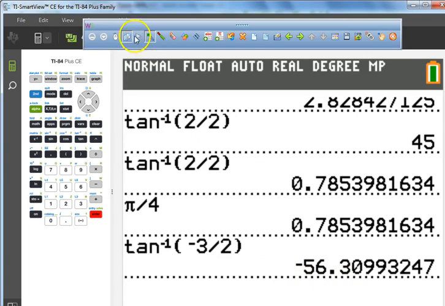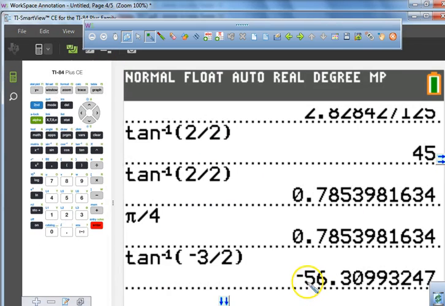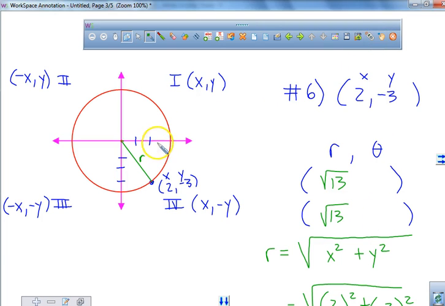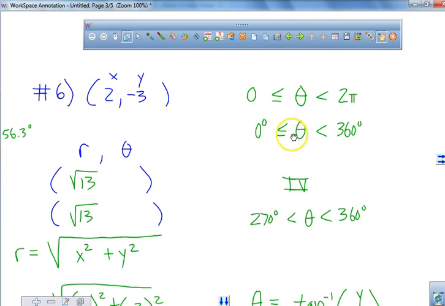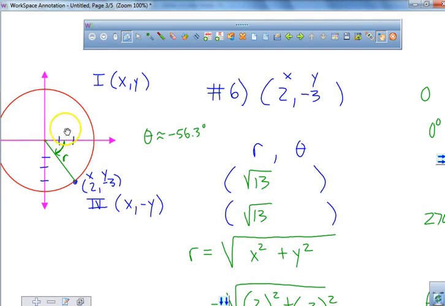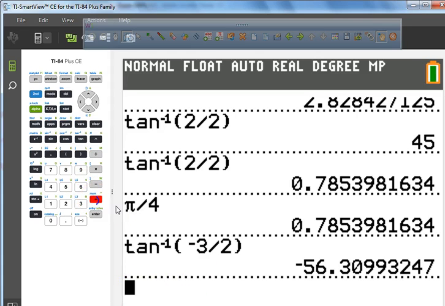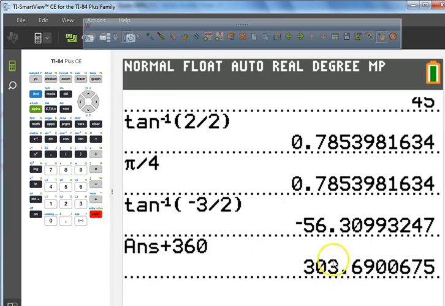-56.3. Interesting. Let's go back. That means from here to here, theta was approximately equal to -56.3 degrees. But that is not between 0 and 360. So what do I have to do to get the positive version of the answer? Add 360. Take this answer and add 360, which gives you 303.7.